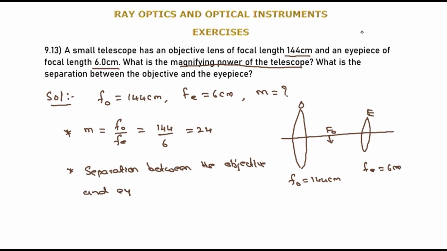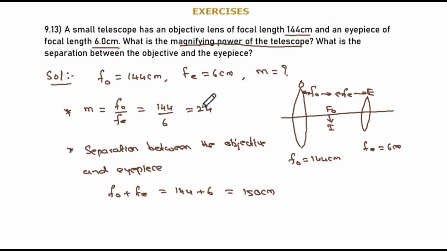between the objective and eyepiece, we have f naught plus fe. Why? Because the image of the object is formed at f naught finally, so this one will be acting like an object for the eyepiece. The final image will be formed at infinity. So this value is nothing but f naught plus fe. That is equal to, f naught is given as 144 plus fe is given as 6. That is equal to 150 centimeter.